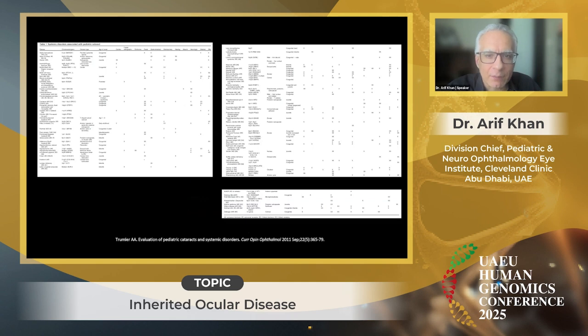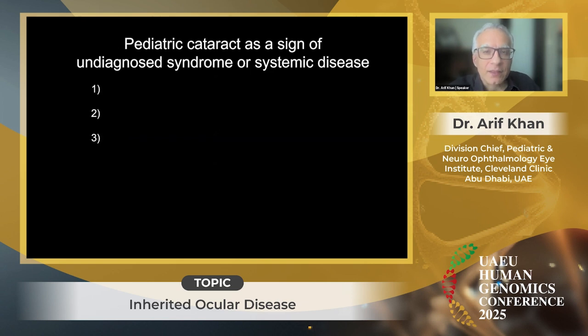And again, most of the time when a child comes in with a cataract that's related to syndrome or systemic disease, the fact that there's a syndrome or systemic disease is typically obvious, even if the diagnosis hasn't been made yet. This is not what I'm concentrating on in my talk. What I would like to highlight to you are some examples of where pediatric cataract occurs as the sign of syndrome or systemic disease, but that syndrome or systemic disease has not been suspected or diagnosed. And let's start with the first scenario.